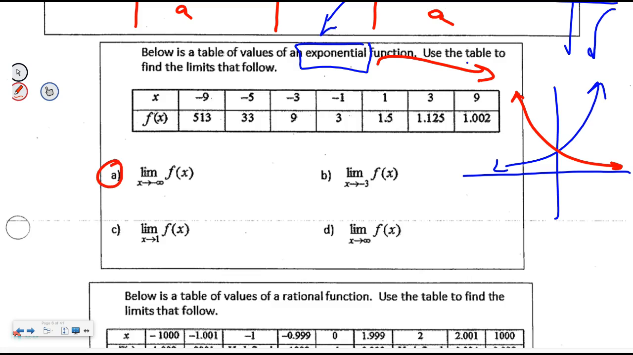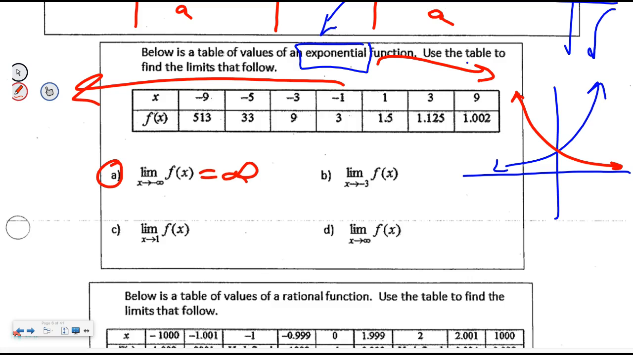What is my limit as I'm approaching negative infinity? That way. If it's exponential, I'm 100% sure it's going to what? Infinity. If it didn't say it was an exponential function, that's where I'm like, I think it might be infinity, but maybe at negative 10 it went way down. You know what I mean?